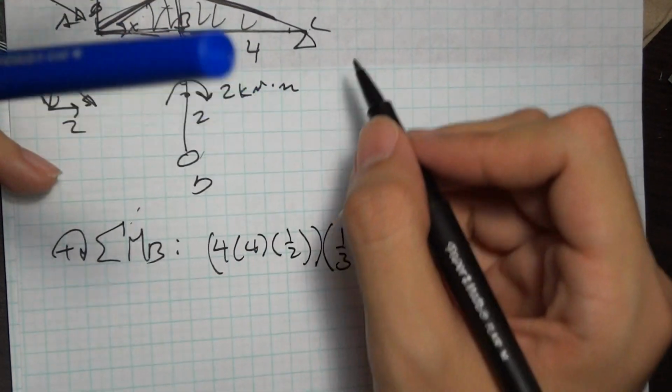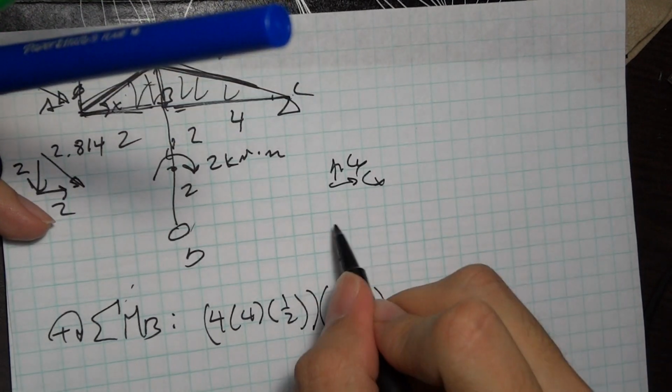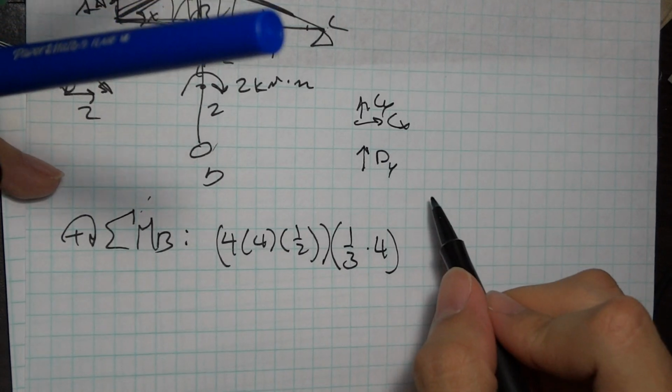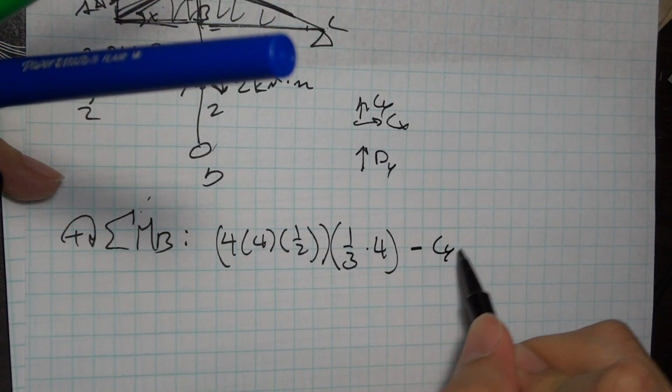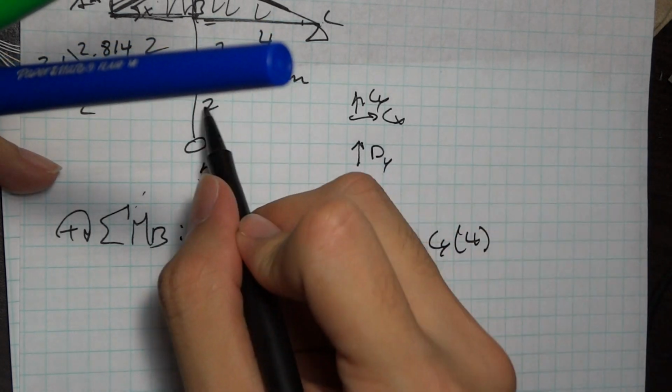Now I have Cy, and as usual, I assume Cx and Cy act this way. I'm going to assume that Dy acts this way. My Cy term is going to be minus Cy times 4. I'm going to have a 2 here.